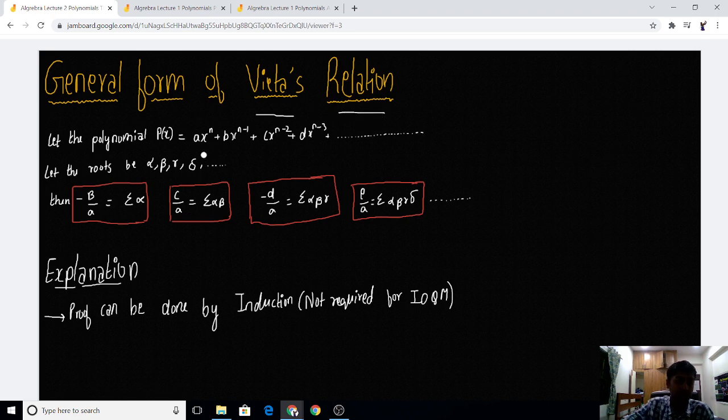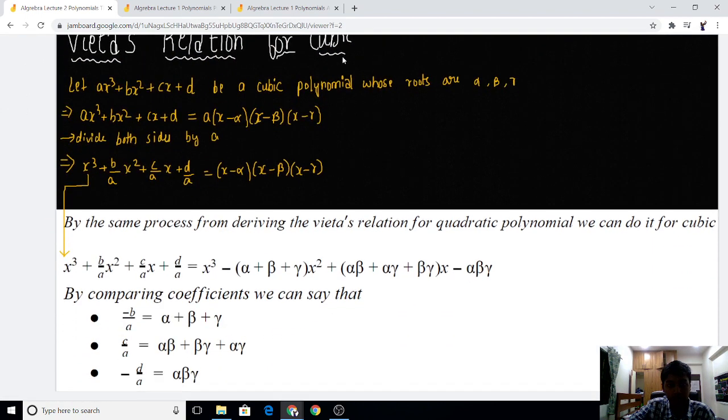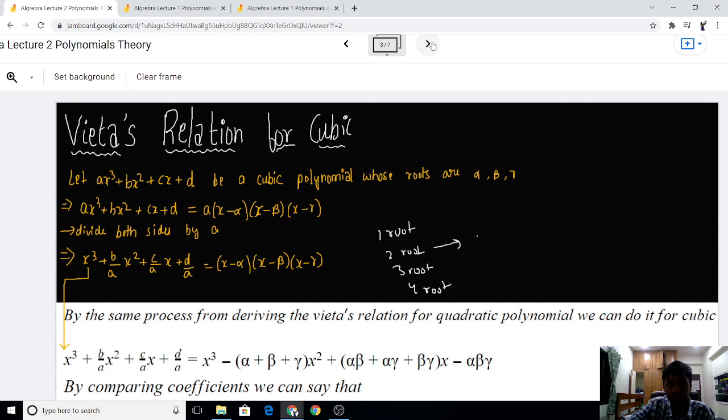If you have observed, here we have alpha plus beta plus gamma. Here we have alpha beta plus alpha gamma plus beta gamma. So here one root is taken at a time, here two roots are taken at a time, and here all the roots are taken at a time. So the sequence is like that: first one root is taken at a time, then two roots, then three roots, then afterwards four roots at a time. The same thing I've written it here.